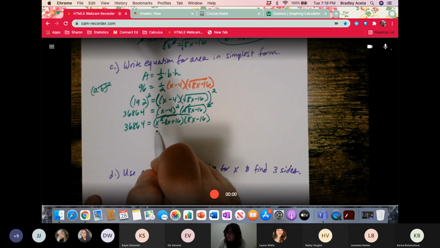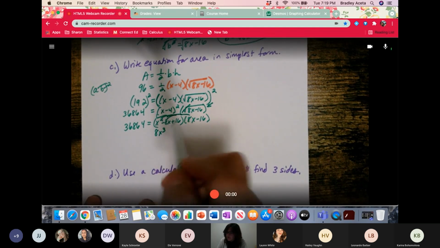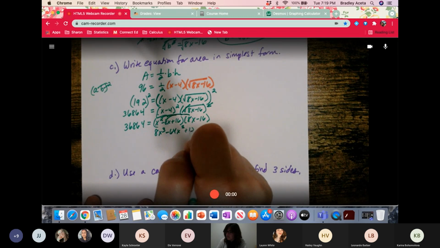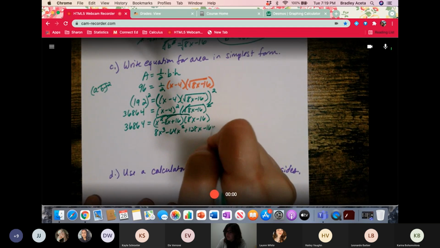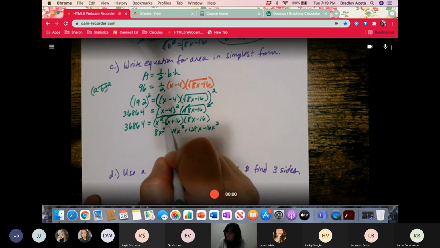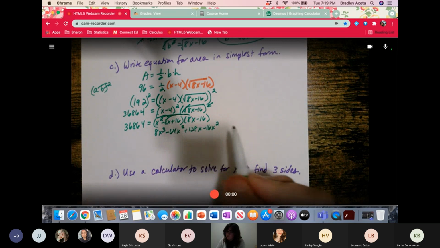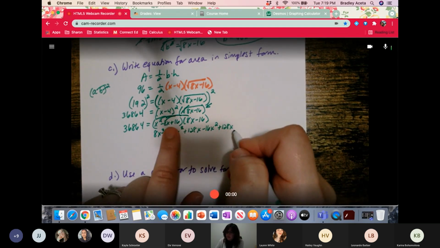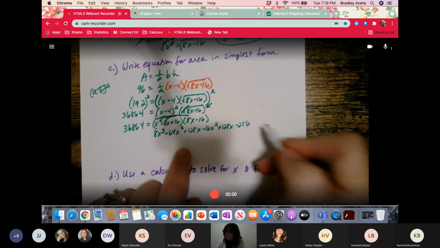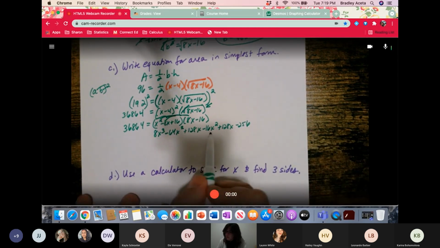So 8x times x squared is 8x cubed. 8x times negative 8x is negative 64x squared. 8x times 16 is 128x. Negative 16 times x squared is negative 16x squared. Negative 16 times negative 8x is positive 128x again. And negative 16 times 16 is negative 256. Oof. And then what can we clean up? We can put some squareds together, and we can put some x's together.